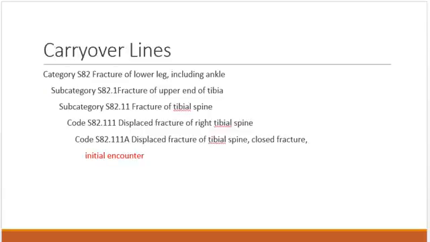Sometimes, if the main term or subterm is too long to fit on one line, as is often the case when many non-essential modifiers appear, a turnover line or carryover line is used. In this example, initial encounter is the carryover. It should be in the top line: displaced fracture of tibial spine, closed fracture, initial encounter. It simply didn't fit on the top line, so it's carried over to the second line.